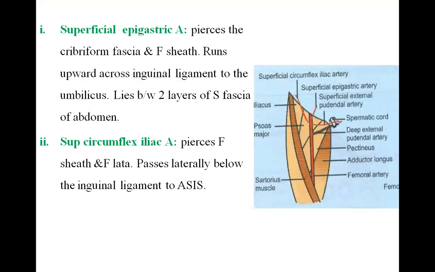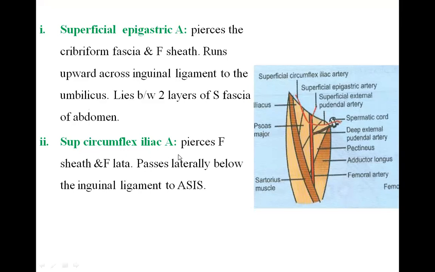Superficial epigastric artery pierces the cribriform fascia and the femoral sheath. It runs upwards across the inguinal ligament to the umbilicus. It lies between the two layers of the superficial fascia of the abdomen. So here is the superficial epigastric artery.